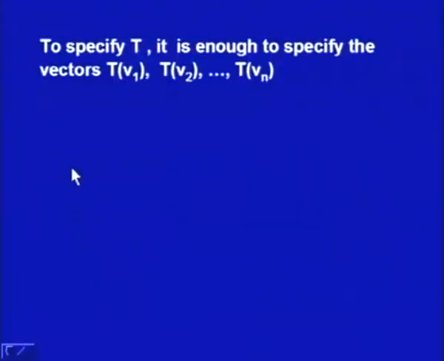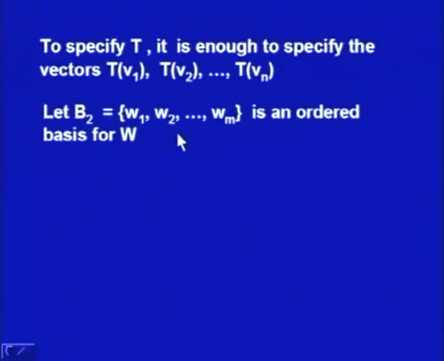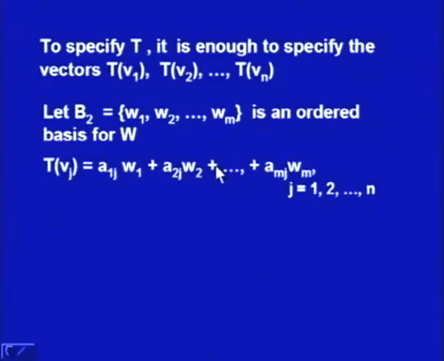That means to specify T, it is enough to specify the vectors TV1, TV2 and TVn. But what are TV1, TV2, TVn? These are vectors in W, and let us say W has an ordered basis B2 consisting of W1, W2, Wm. This happens to be an m-dimensional vector space, so we will have only m vectors.